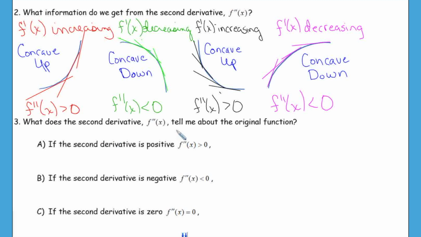So what does the second derivative tell me about the original function? Well, if the second derivative is positive, and you know that's what that means, second derivative is positive, then let's see, positive, positive, then f of x is concave up, like a cup.